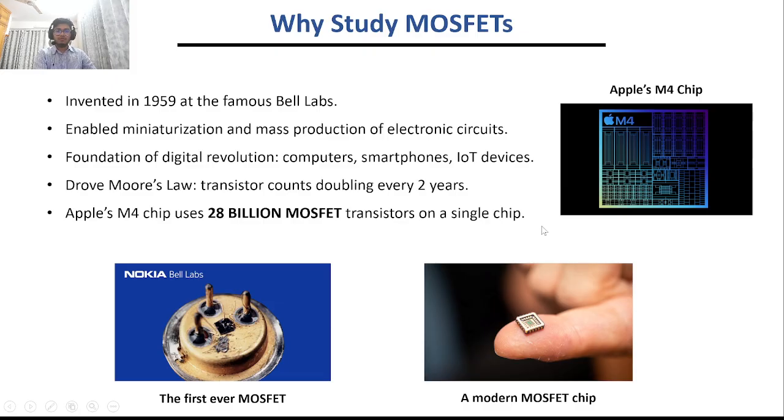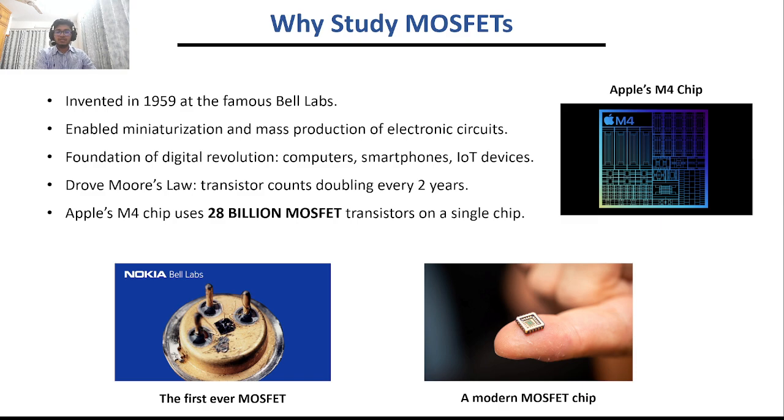To start off, let's look at why MOSFETs are so important in today's world. The MOSFET was invented back in 1959 at the famous Bell Labs. Before MOSFETs, electronics were very expensive, heavy and slow. But the invention of MOSFET changed everything. Electronics are now very small, lightweight and cheap all at the same time.